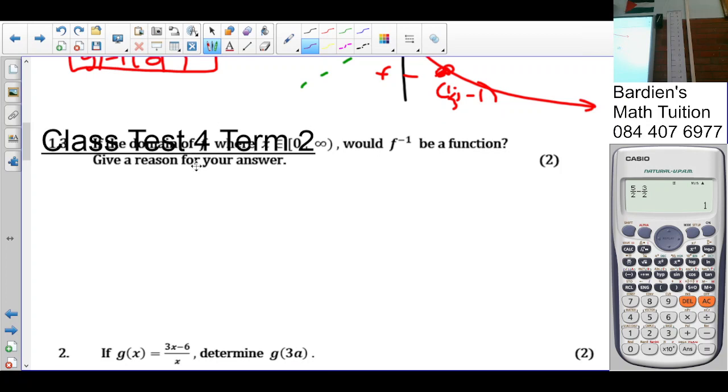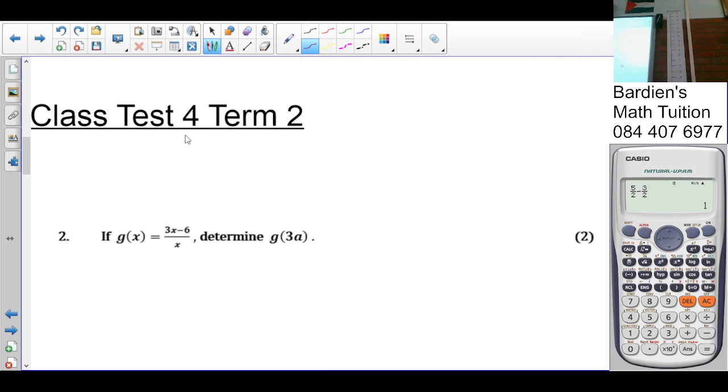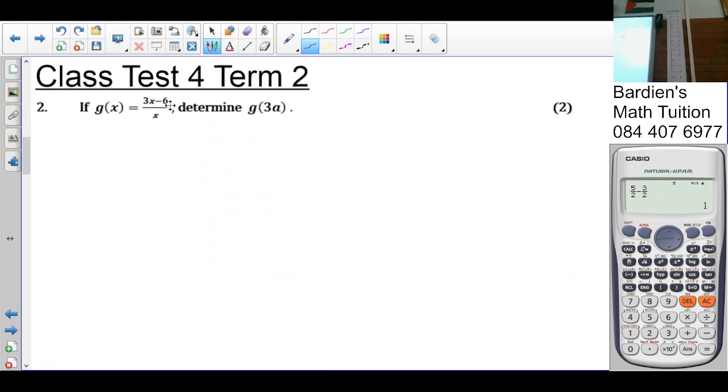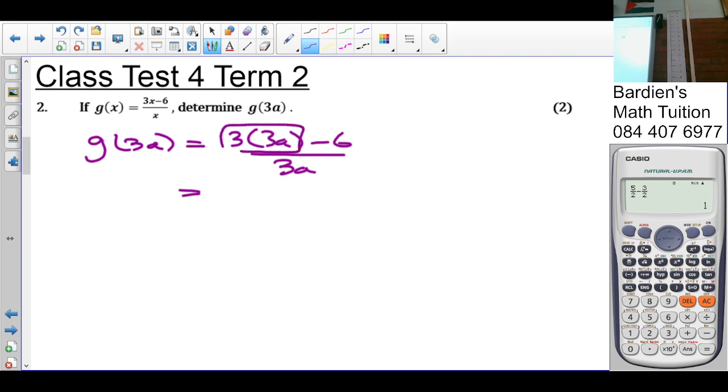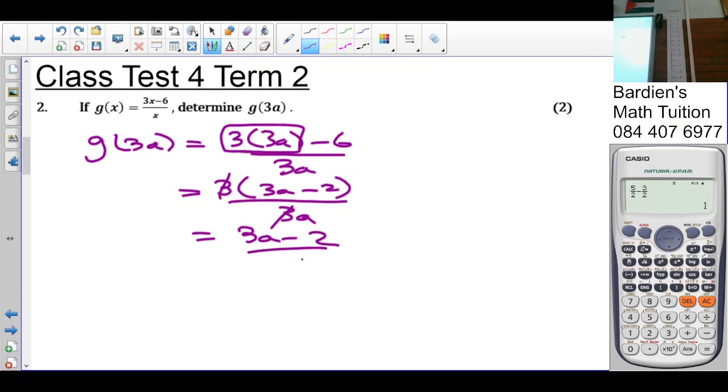Let's look at the next question. Number 2. Determine if g of x is equal to 3x minus 6 over x, determine g of 3a. So if I see x, I put a 3a. So it's going to be 3 into 3a minus 6 over 3a. That's going to give you 9a. Not so? 3 has a common factor. I'm left with 3a minus 2 over 3a. That cancels, leaves you with 3a minus 2 over a. Okay. Very simple.